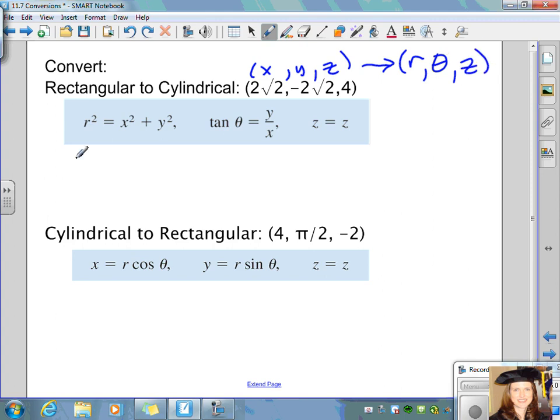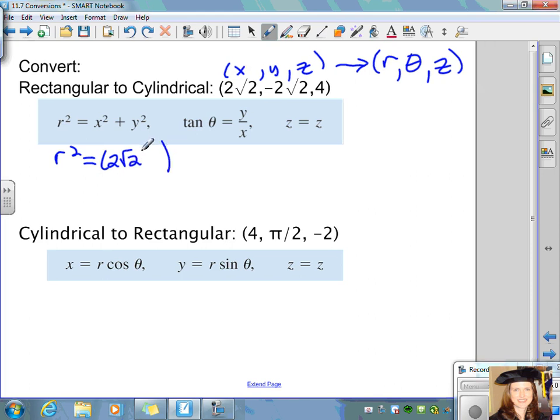To find r, we can use this conversion equation. r squared equals x squared plus y squared, where x is equal to 2 radical 2, that quantity squared, plus y, which is equal to negative 2 radical 2, quantity squared. And when we simplify that, we get r squared is equal to 2 squared, which is 4, times 2 is 8. 8 plus 8 is 16. So if r squared equals 16, then r would equal 4.